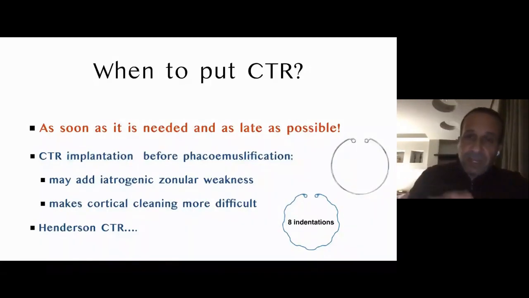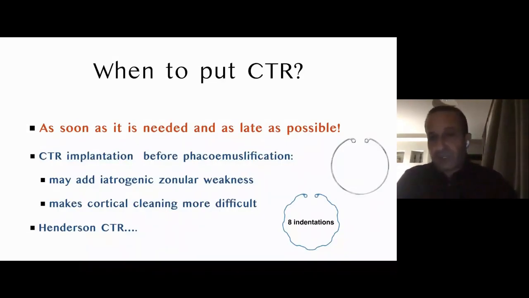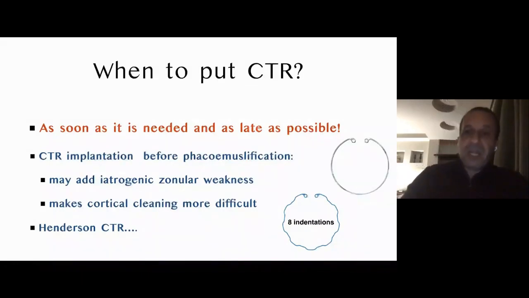Ideally, they should be implanted prior to IOL implantation, just after cataract removal and after cortex removal. This is the ideal timing to implant the capsule tension ring prior to IOL implantation. But if you find it's not safe anymore to continue, you should implant the capsule tension ring at any time.